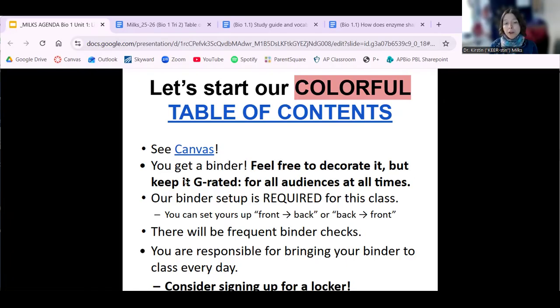You can decorate your binder, but you have to keep it G-rated for all audiences at all times. Our binder setup is required for this class. You can set yours up front to back or back to front. And just a reminder, this bio binder is also used for Bio 2, so please treat it respectfully.